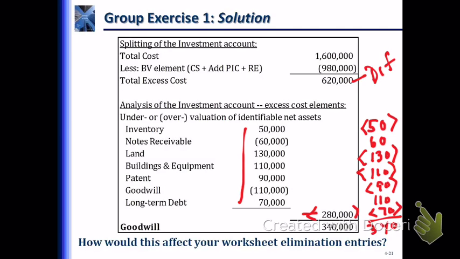The long-term debt was undervalued, I guess. Yeah, it was undervalued, meaning I have to pay $70,000 more, which explains the $70,000. And then I end up with goodwill.